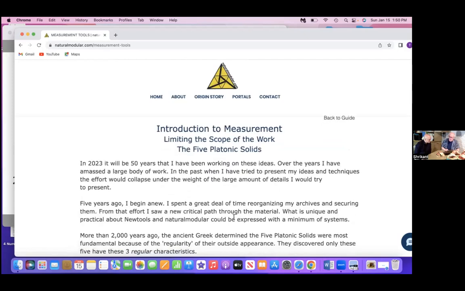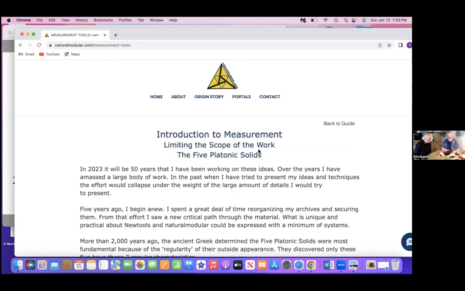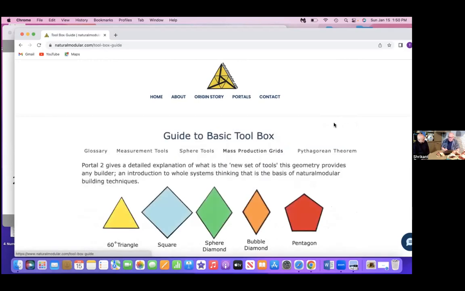So we go to the measurement tools. Now each one of these, I forgot to mention, when you come to the first page and click on the menu, you have this to go back to the guide.